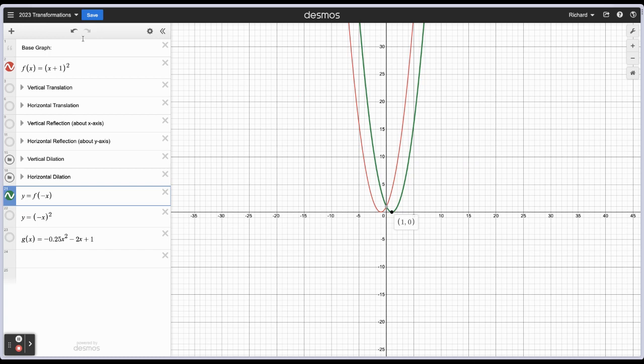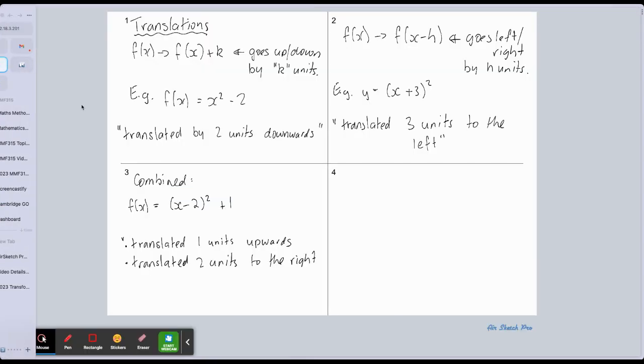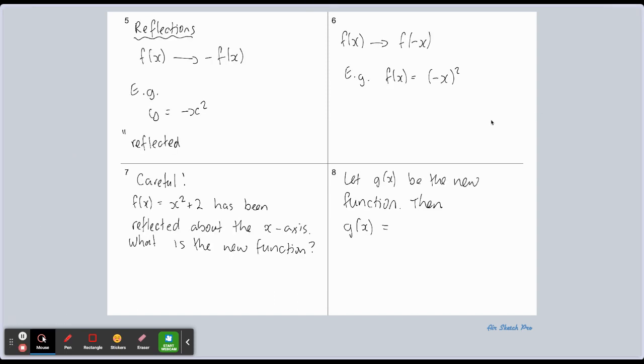Just to sum up, if I have a reflection, f of x going to negative f of x, e.g. y equals negative x squared, the way we write that is the graph has been reflected about the x-axis.